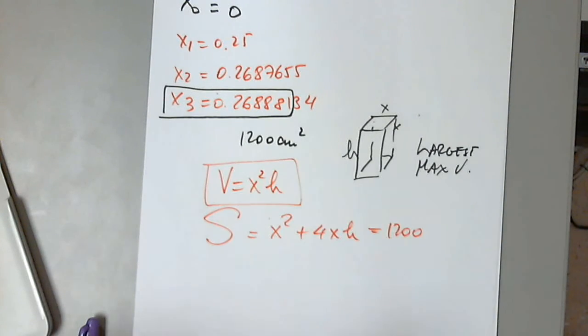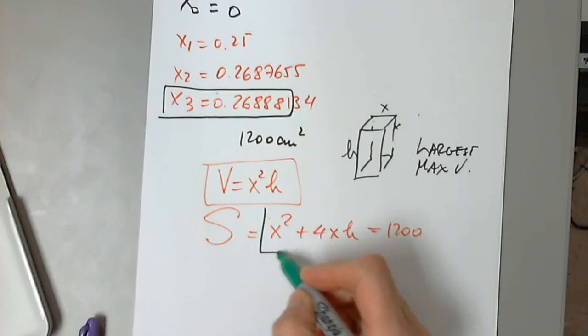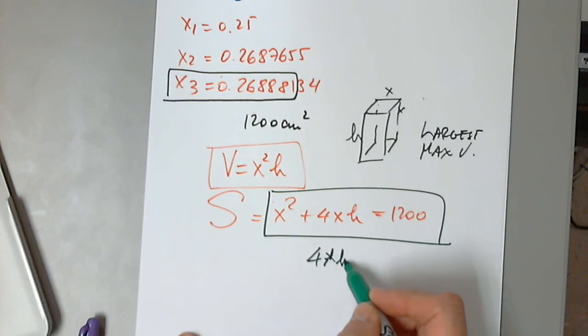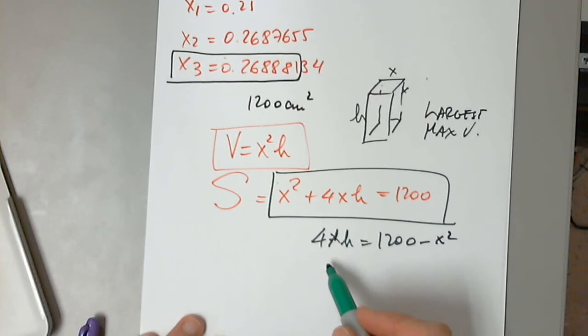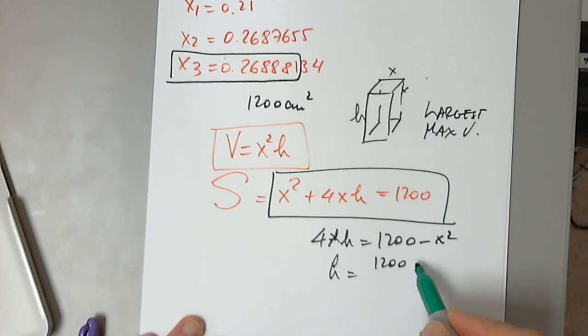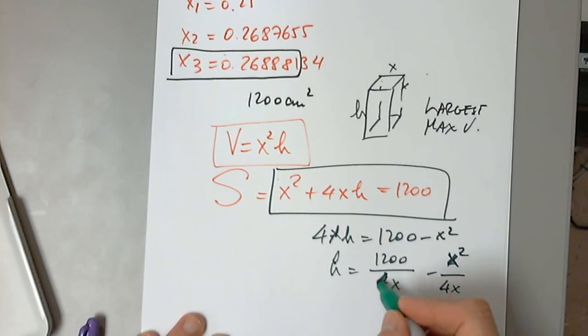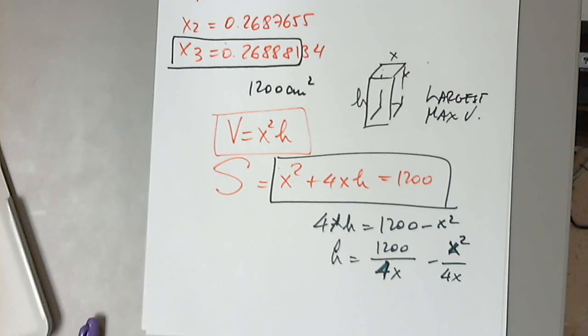So I'm happy that I have a function that represents the volume. However, it has two variables, so I need to get rid of one of them. Which one will you eliminate? Yes, of course. I can't solve for x, my only chance is to solve for h. So 1200 minus x squared, and then h equals 1200 over 4x minus x squared over 4x. I will simplify a little bit, and then replace it in here and distribute x squared.